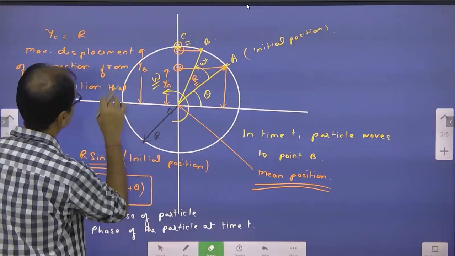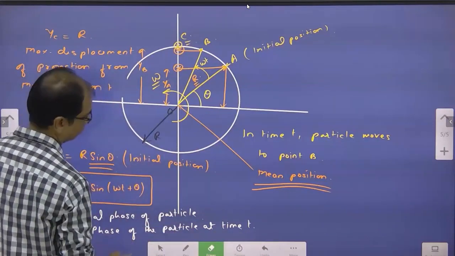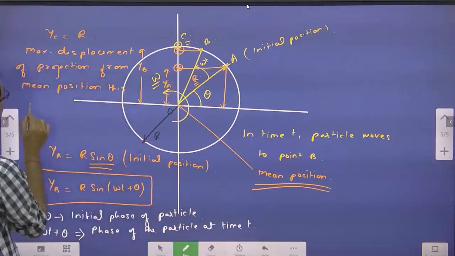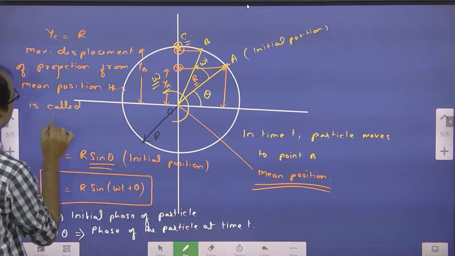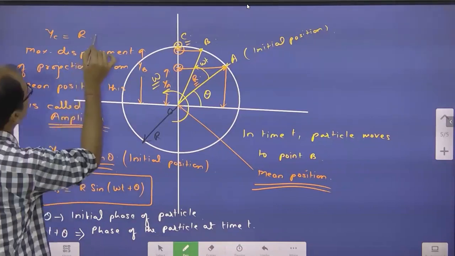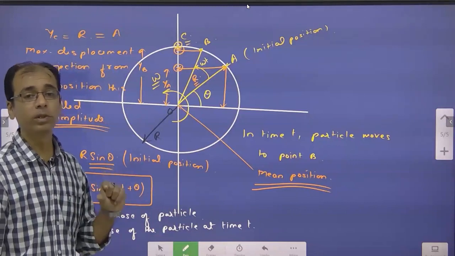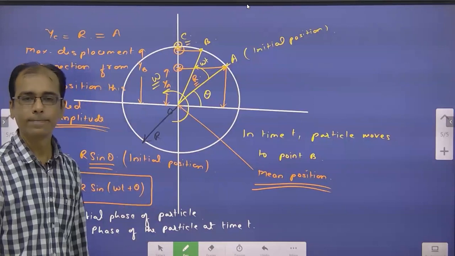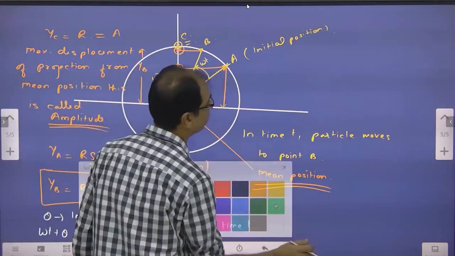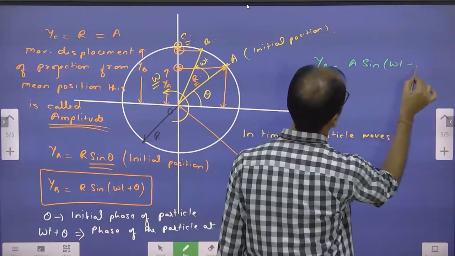This is called amplitude. Since it's called amplitude, this is replaced by A, because we write amplitude with A. So R has become A. If R has become A, that means this YB I'll now write as A sine omega t plus theta.